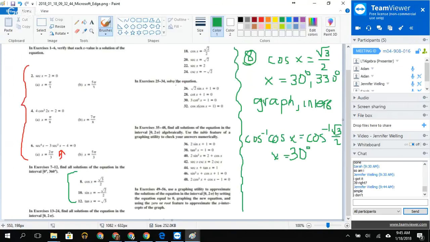All right. So 25 through 34. They try to make it look a little bit more complicated, but it really is just a matter of changing your equation, moving your equation to make it in a format that makes it look easier. So what do I mean by that?